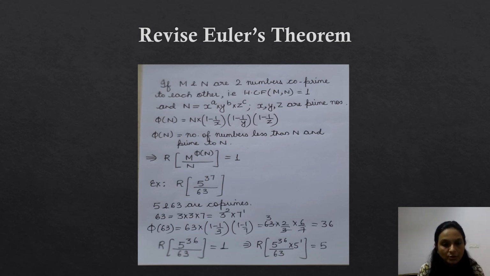Let me take a simple example. Let's say the question asks you, remainder 5 power 37 when divided by 63, what is it? So you can see your numerator and denominator, 5 and 63. They are co-primes. They do not share any common factor. So 63, we are just trying to break it into prime numbers, which is 3 square into 7 power 1. Phi of 63, you can go by the formula and find out, it is 36. So remainder when 5 power 36 is divided by 63 is 1. Your question is 5 power 37. So your answer would be 5. We have just revised Euler's theorem because in this class we have used this concept quite often.